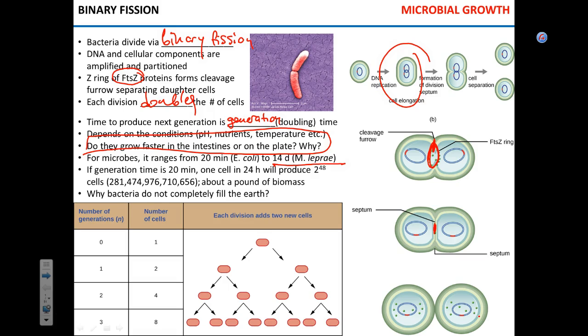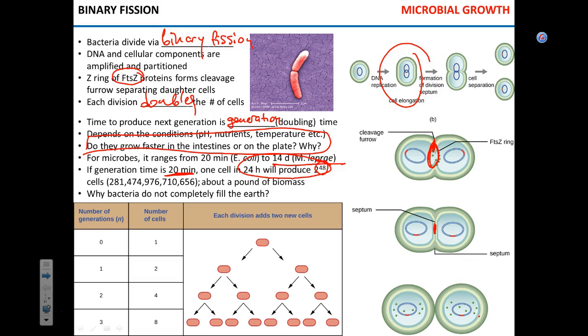Does that make sense? In 24 hours, am I a moron? Yeah, I think so. It's not going to be 2 to the power of 48. If the generation time is 20 minutes, one cell in 24 hours will produce 2 to the power of 72 cells, which is a lot. I mean, really a lot.